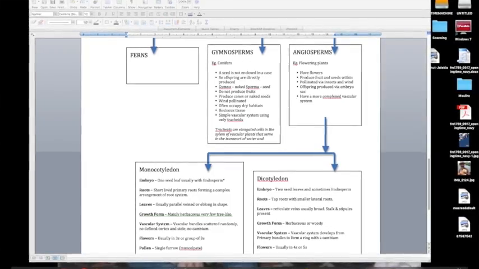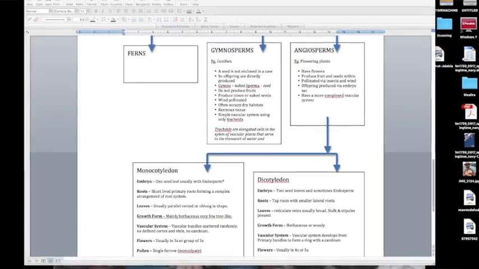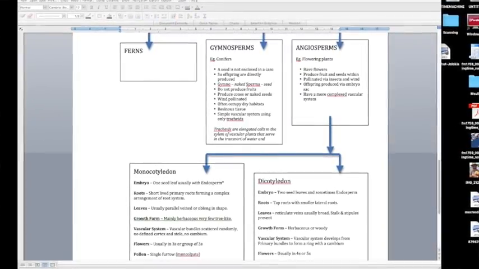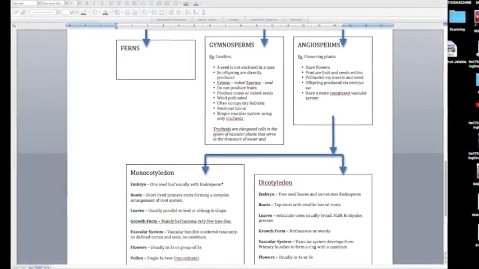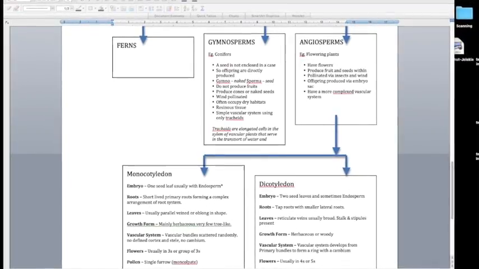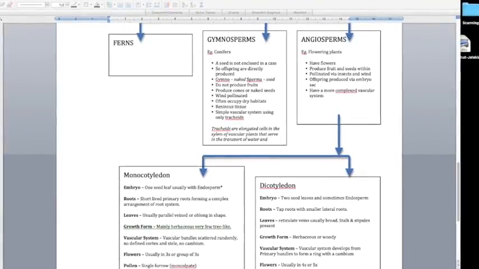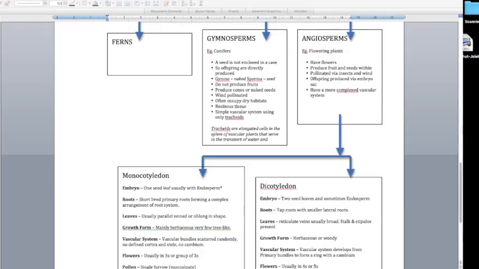Then we've got Angiosperms, and this is pretty much where the course is going to be based mainly on, because this is flowering plants. So they produce fruit, and the seeds are within the fruit. They're pollinated not just by the wind, but with insects also. The offspring that it produces is via an embryo sac, so effectively that's what the fruit is. But they have a much more complex vascular system.